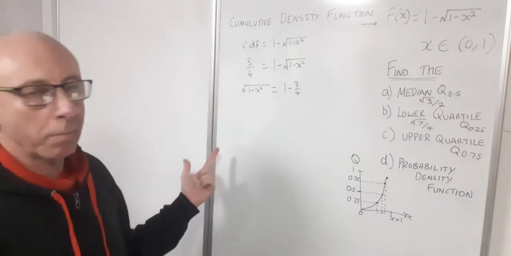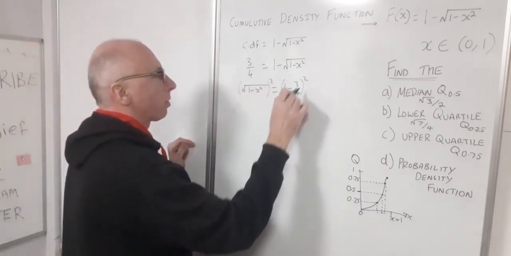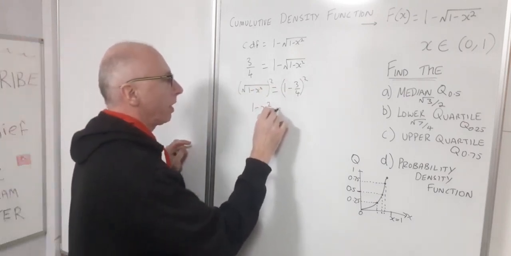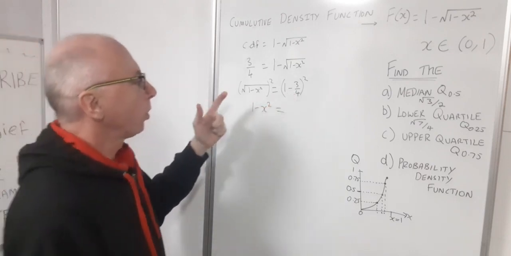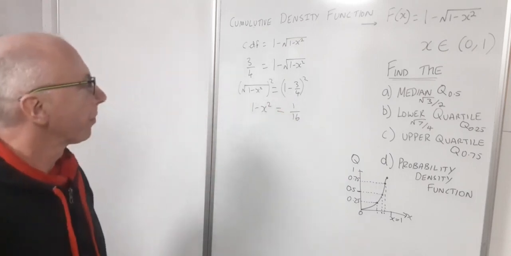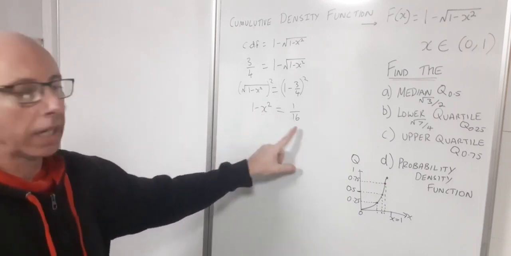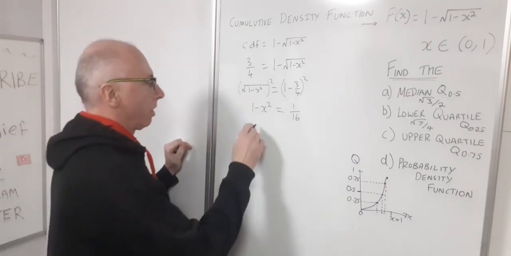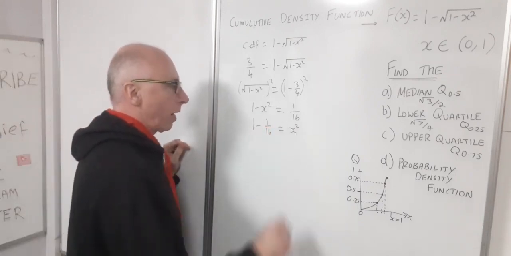Right, square both sides, get rid of the square root. Square that, square that. So then I get rid of the radical. 1 minus x squared. 1 minus 3/4 is a quarter, and a quarter squared is just 1 over 16. So 1 minus x squared equals 1 over 16, so bring the x squared to this side and then 1/16 onto this side. So now I've got 1 minus 1 over 16 equals x squared.